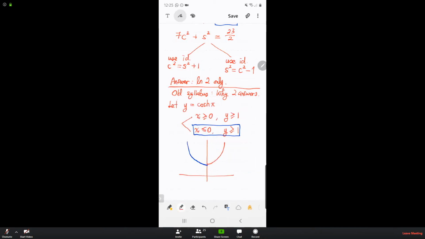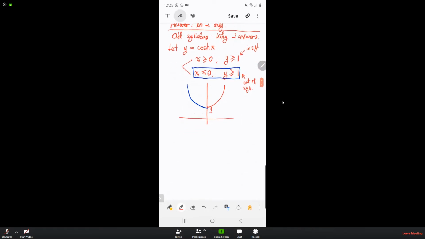So you know that the minimum value here is 1. Right. Your syllabus is actually considering this one. This is in the syllabus. This one is out of syllabus. But it's in the old syllabus. That's why in the old syllabus, they consider two signs later. All right, I show you. Let's say now we follow the syllabus first.